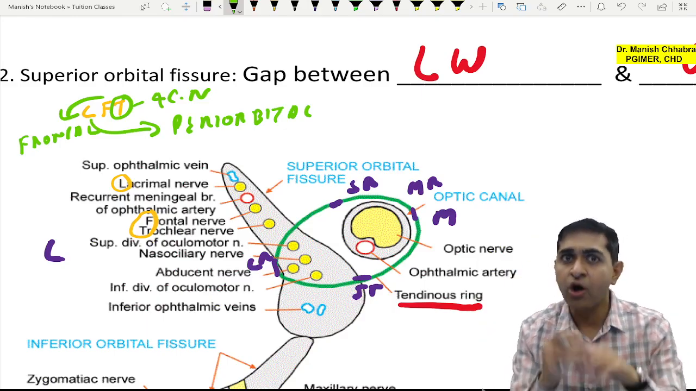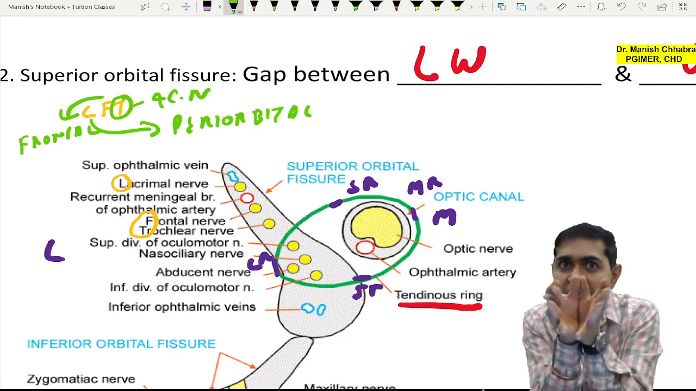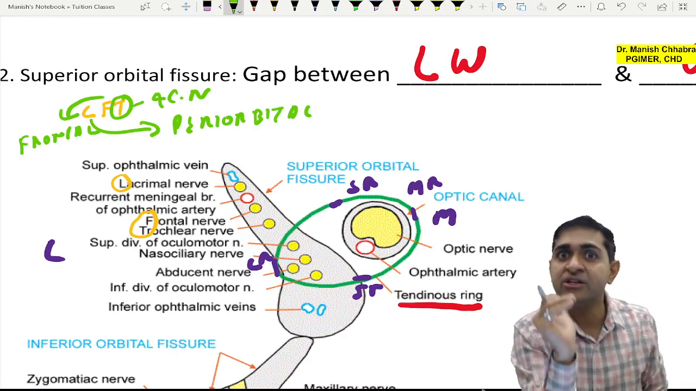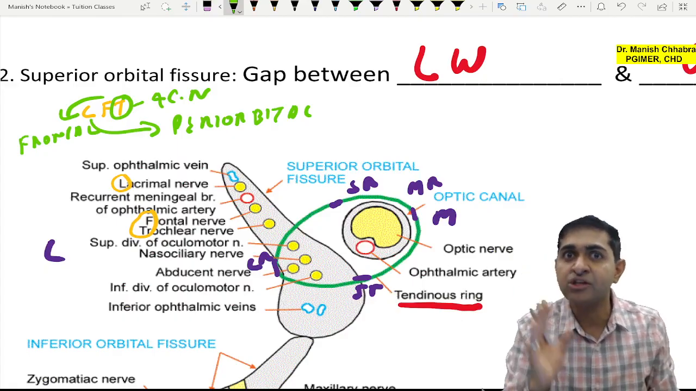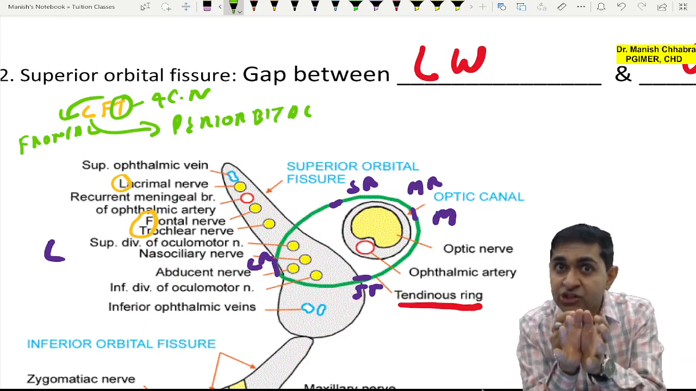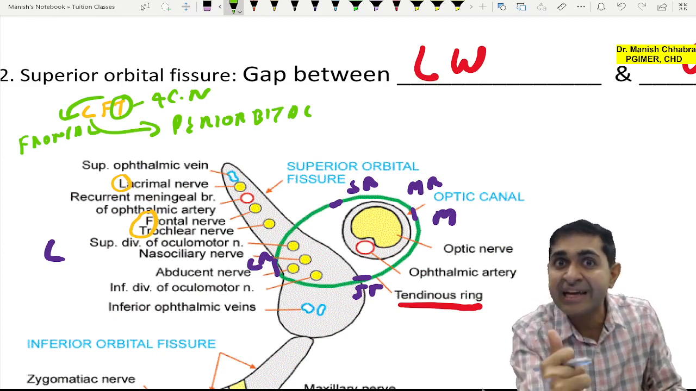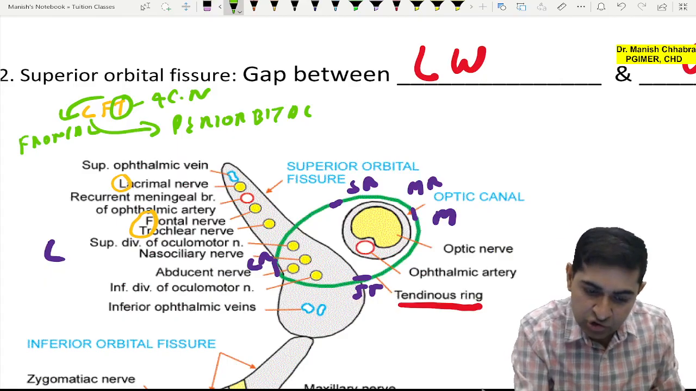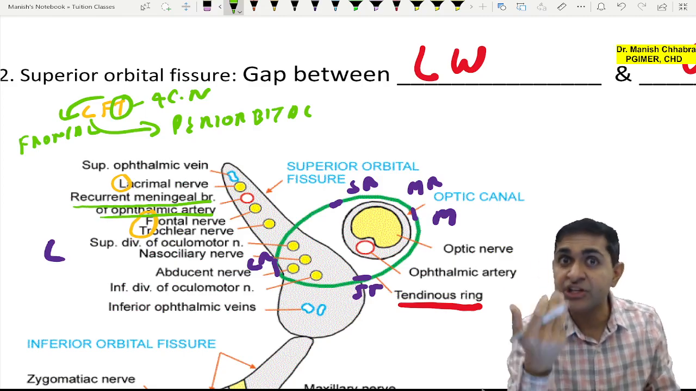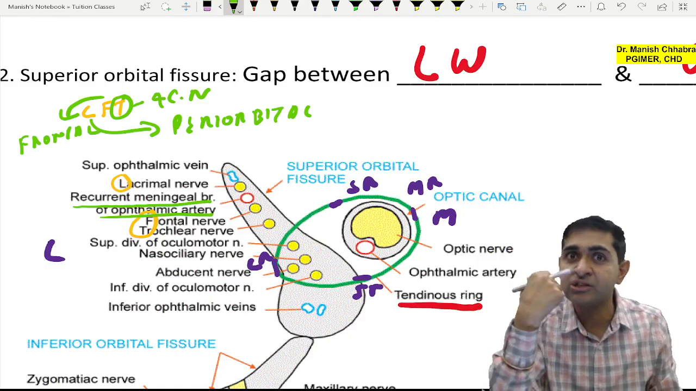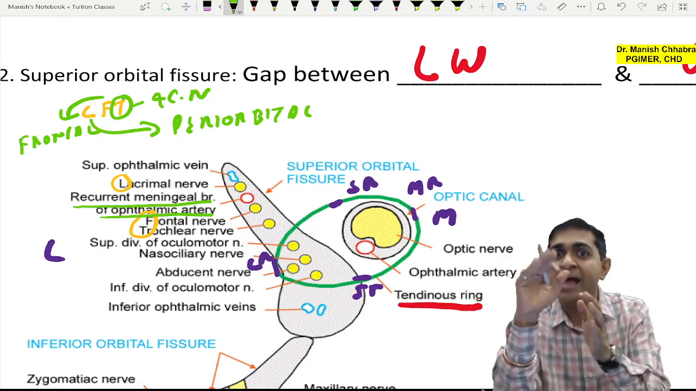Now from optic canal there is ophthalmic artery and optic nerve which is entering. So inside the orbit, once the ophthalmic artery has entered into the orbit, it is going to give a branch which is a recurrent meningeal branch of ophthalmic artery. Now this recurrent meningeal branch of ophthalmic artery, although it is formed inside the orbit, it will take exit from the orbit through the superior part of superior orbital fissure. So I am talking of this artery. As the name suggests, recurrent means reverse. Meningeal branch of ophthalmic artery, of course, which is supplying the meninges.